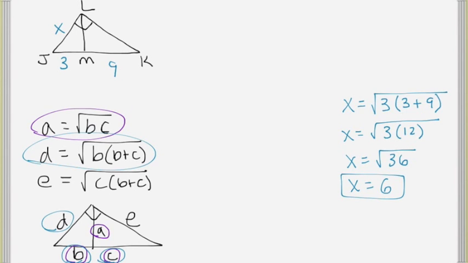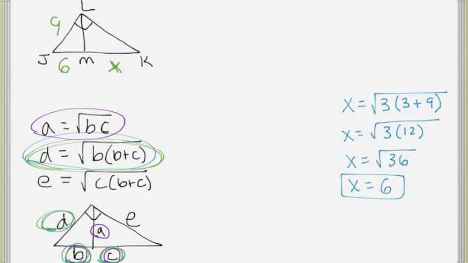All right, let's do one more of this type. Let's say that this time JL is 9, JM is 6, and we want to find MK. So we line up with the starting picture and say, what do we know or want to know? We know D, we know B, we want to know C. So which formula should I use? The second one, same one as last time, because that's the one that has letter D in it, and we know something about letter D.